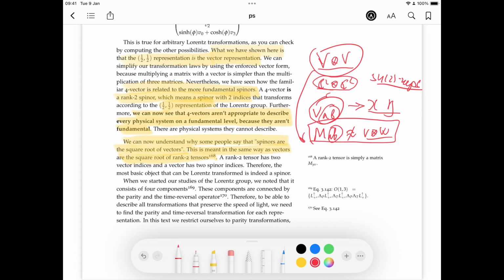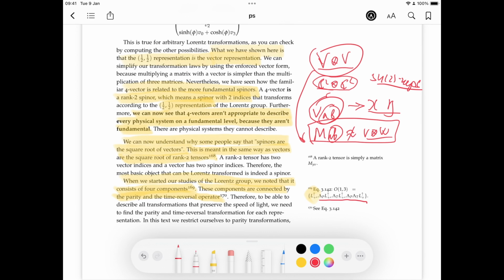Okay, so when we started out our studies of the Lorentz group, I just want to read the last paragraph. Note that it consists of 4 components, and these components are connected by the parity and the time reversal operator. That's true. So actually what we were speaking about here was only the proper orthochronous part of the Lorentz group. So that's only, I guess, that L plus with an arrow up.